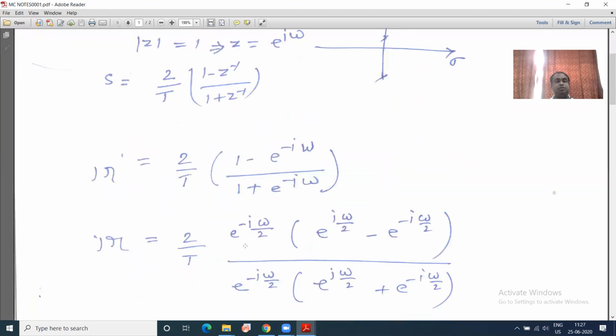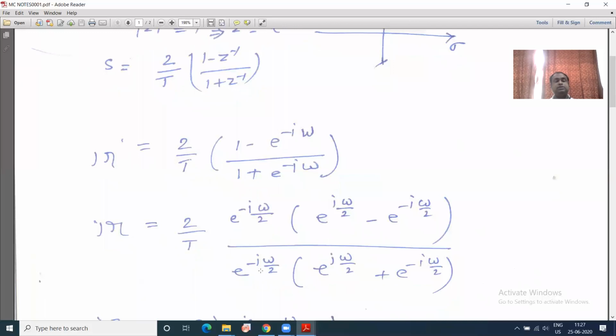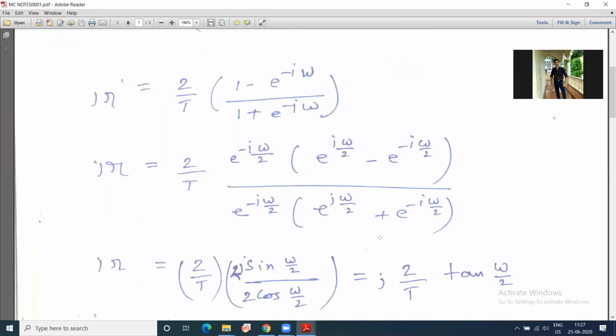Then if I take e power minus j omega by 2 common, it will be e power j omega by 2 minus e power minus j omega by 2. And again in the denominator, it will be e power minus j omega by 2 multiplied by e power j omega by 2 plus e power minus j omega by 2. Is this step okay? Yes. Very good.